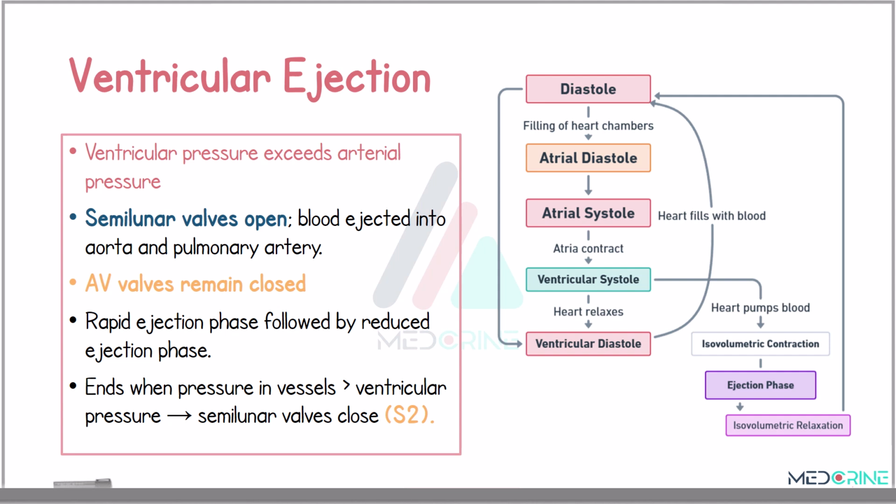Then the third phase is the ventricular ejection phase, where the semilunar valves open, allowing the blood to be ejected into the aorta and the pulmonary artery, and this phase is divided into rapid and reduced ejection. During rapid ejection, most of the stroke volume is expelled. As the pressure begins to fall, reduced ejection continues until the semilunar valves close, being triggered by the dicrotic notch.